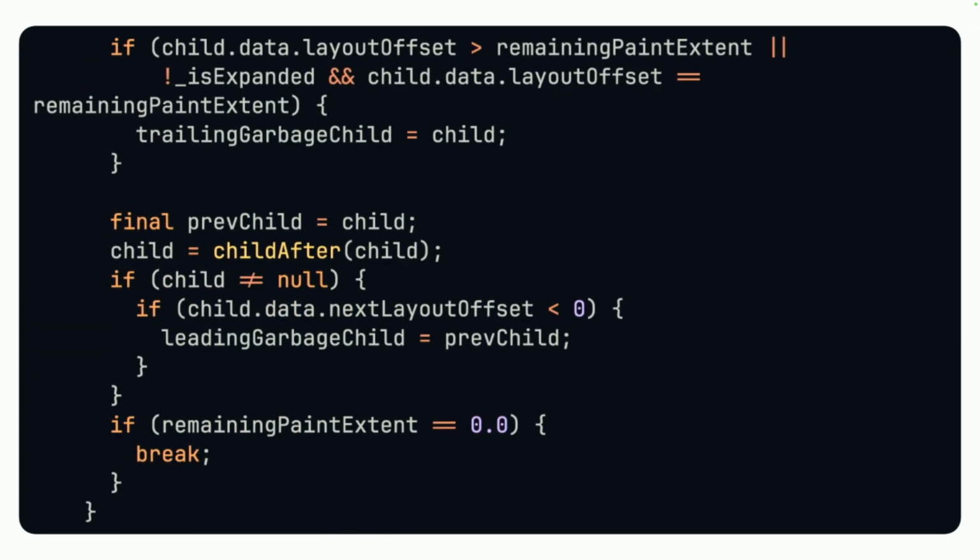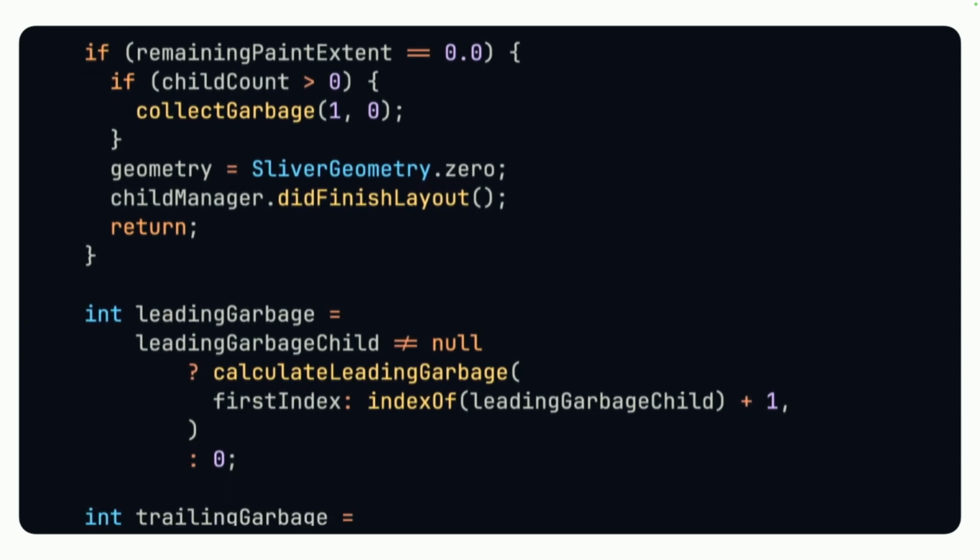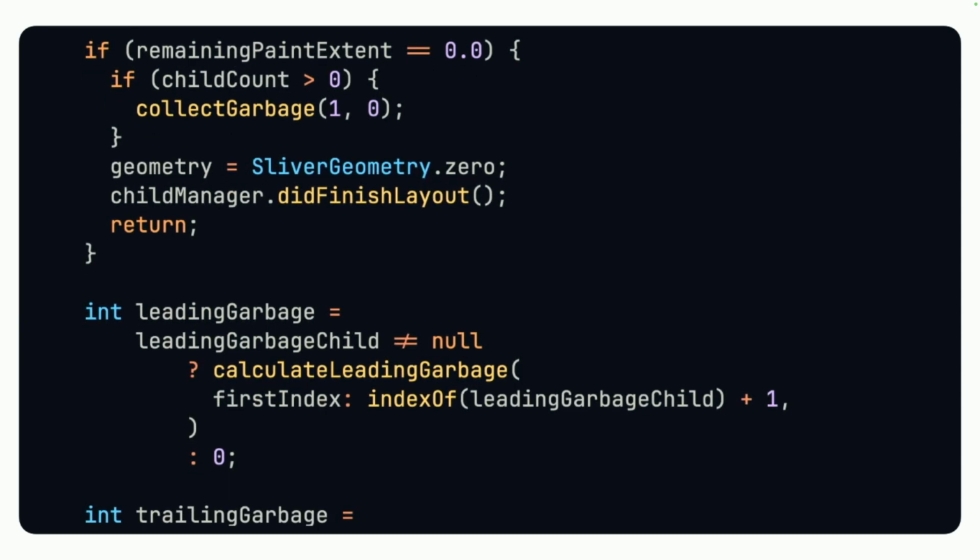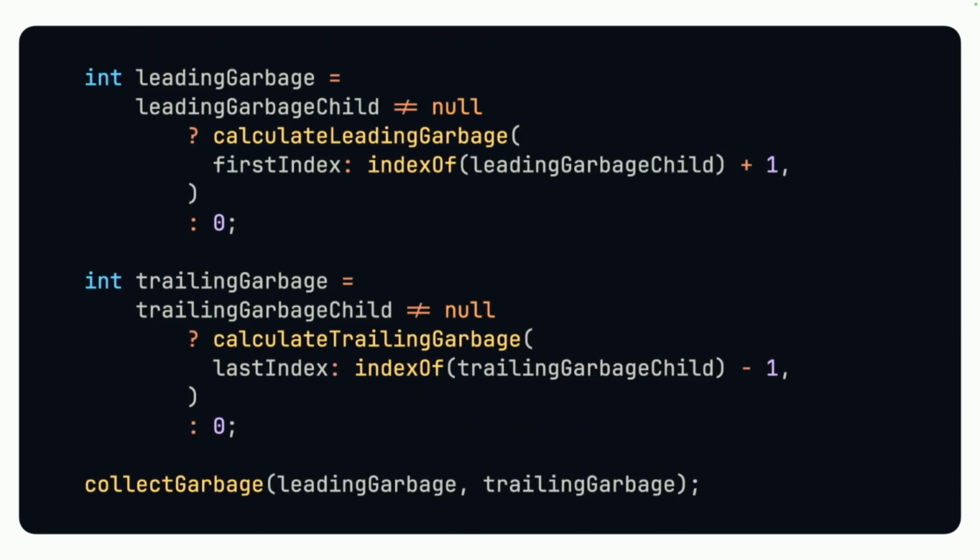And as we've done that, now we are able to see, okay, which are the leading and trailing garbage child that we need to use in order to clean the children that we don't need. So we use the methods I already mentioned, and lastly we call the collect garbage.